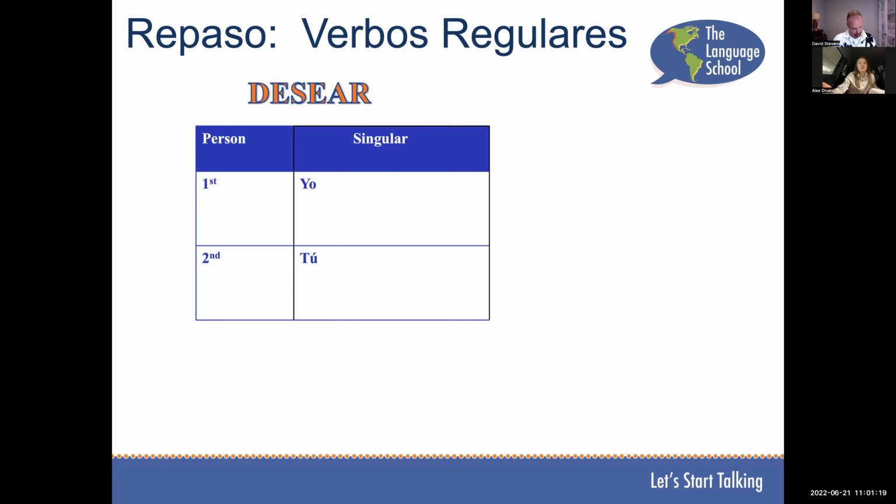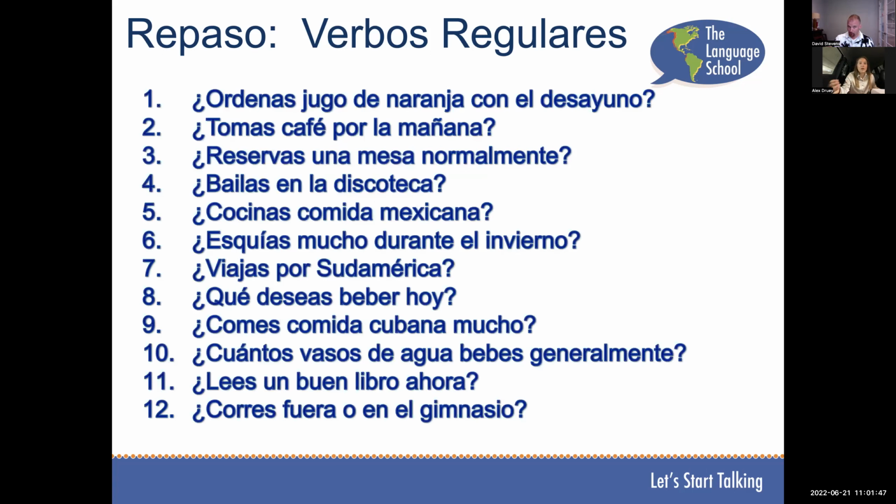Yo deseo, tú deseas. Yo como, tú comes. Yo leo, tú lees. Yo bebo, tú bebes. Yo corro, tú corres.